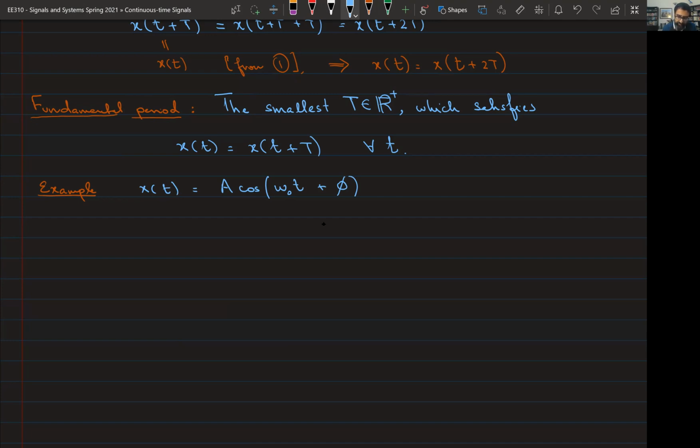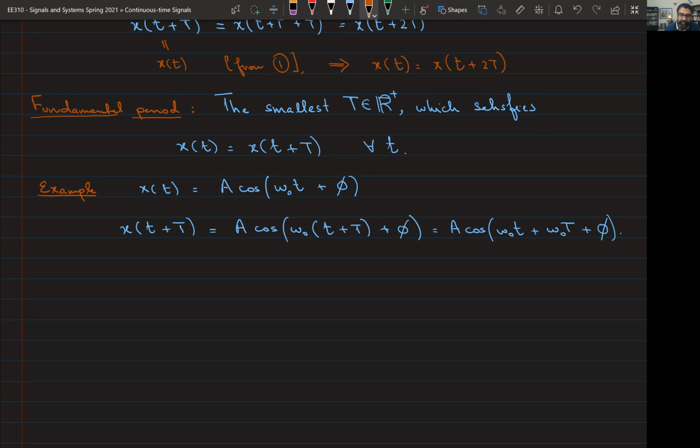In order to determine the fundamental period, let me evaluate x of t plus capital T. This is equal to A times cosine, with the function evaluated at t plus capital T, so omega naught times t plus capital T plus phi, and therefore this is A times cosine omega naught small t plus omega naught capital T plus phi, right? And the question is, is there a value of capital T which ensures that x of t plus capital T turns out to be x of t? So A cosine of omega naught t plus phi plus omega naught T equals A cosine of omega naught t plus phi, for what value of capital T?